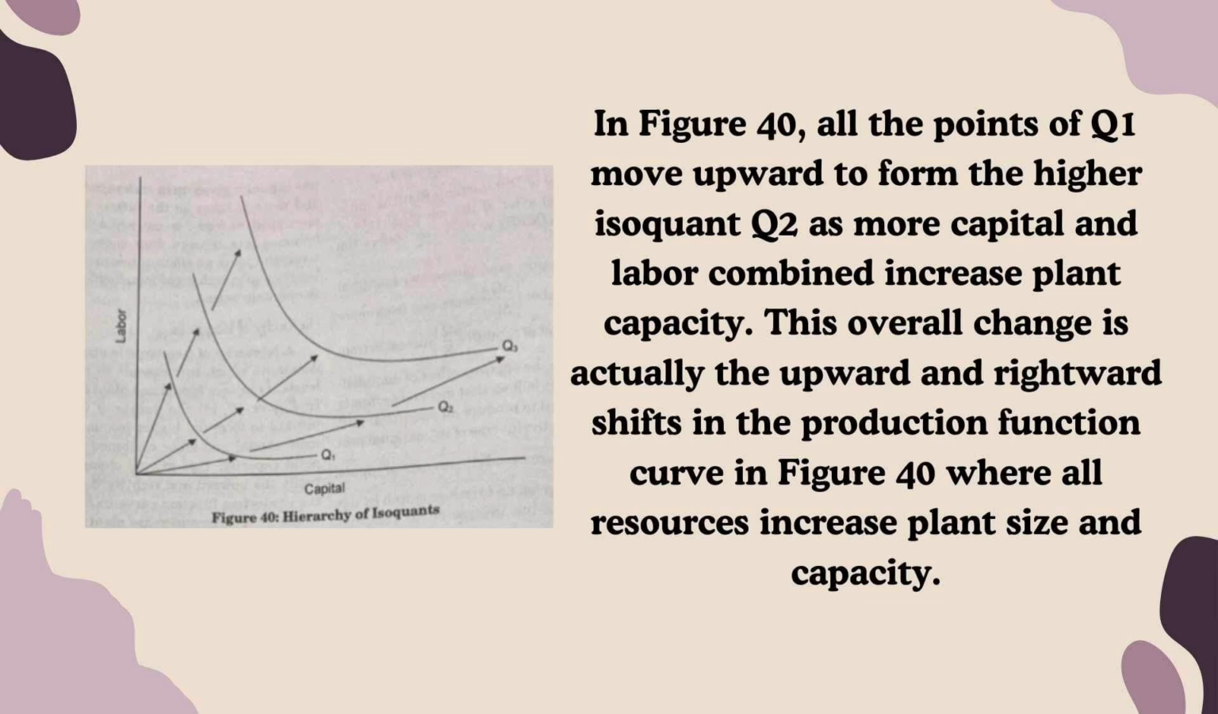In Figure 40, all the points of Q1 move upward to form the higher isoquant Q2 as more capital and labor combined increase plant capacity. This overall change is actually the upper and rightward shift in the production function curve in Figure 40, where all resources increase plant size and capacity.